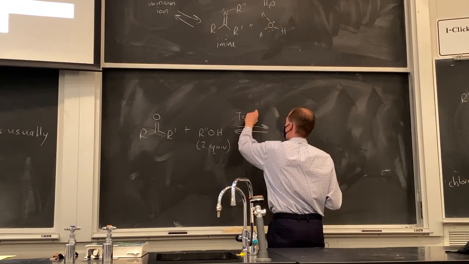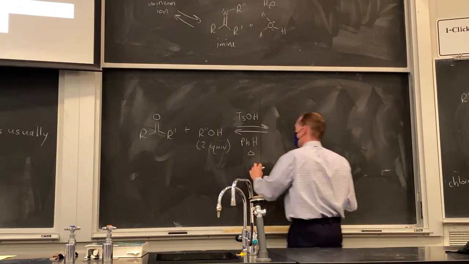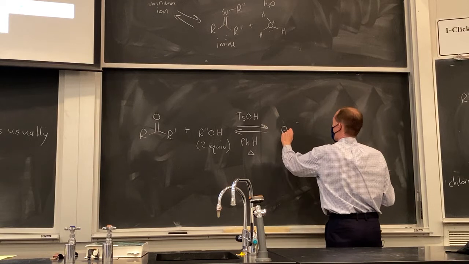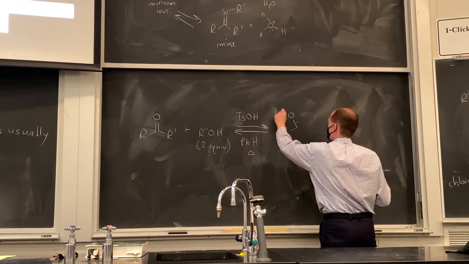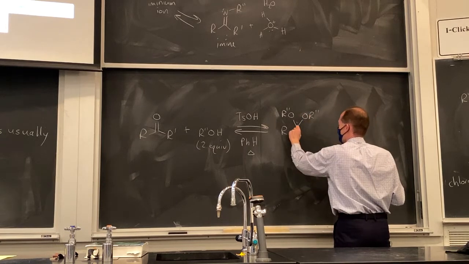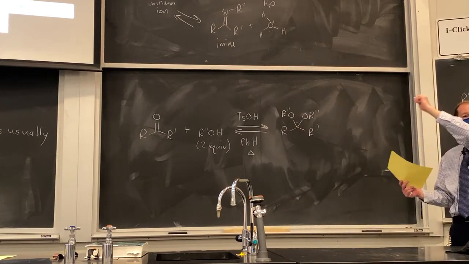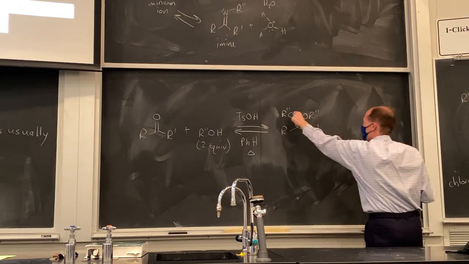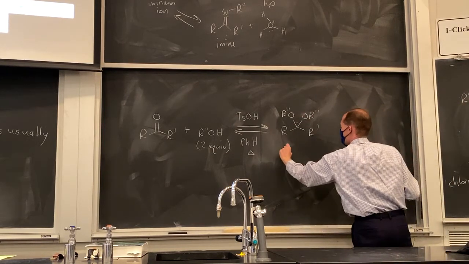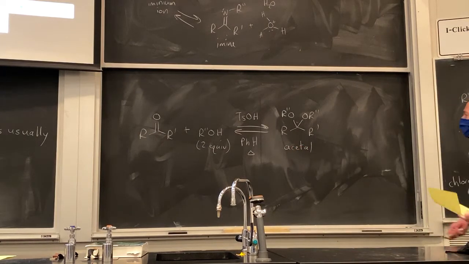We're going to use toluene sulfonic acid in this reaction. We're going to use benzene as a solvent, and we're going to heat up the reaction mixture. We'll explain why we're doing all that in just a moment. But we'll get a species looking like this. It looks like a gem diol or a hydrate, but it has two alkoxy groups as opposed to OH groups, and that's known as an acetal.